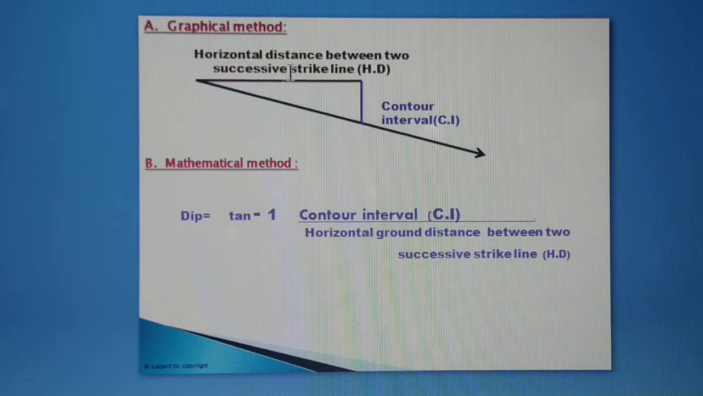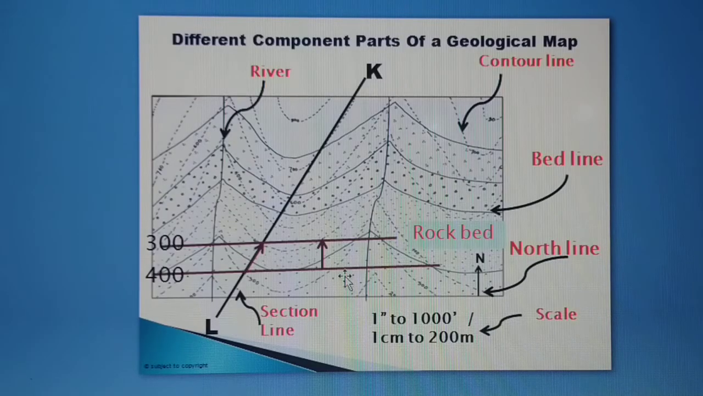Here this brown line represents the horizontal distance between two successive strike lines. That means it is expressed as HD, or horizontal distance. I am showing you what the horizontal distance is. Here you can see the horizontal distance. The distance from this point to this point is the horizontal distance.